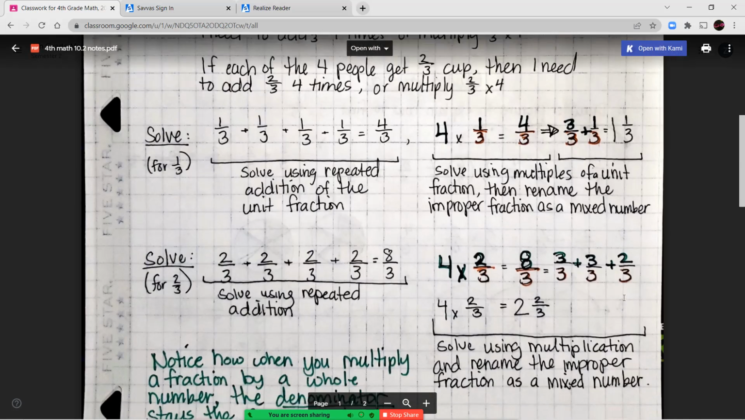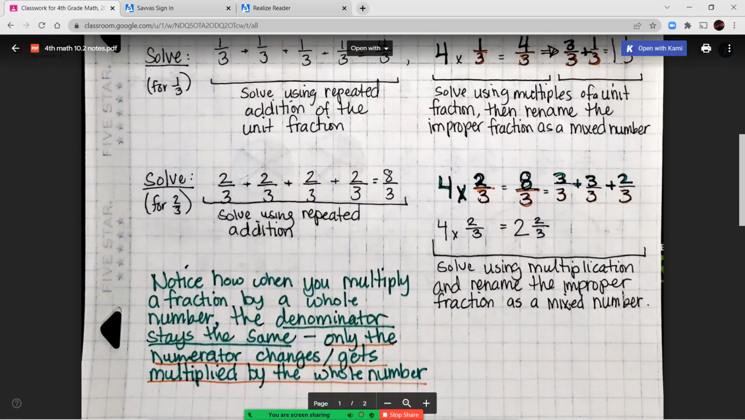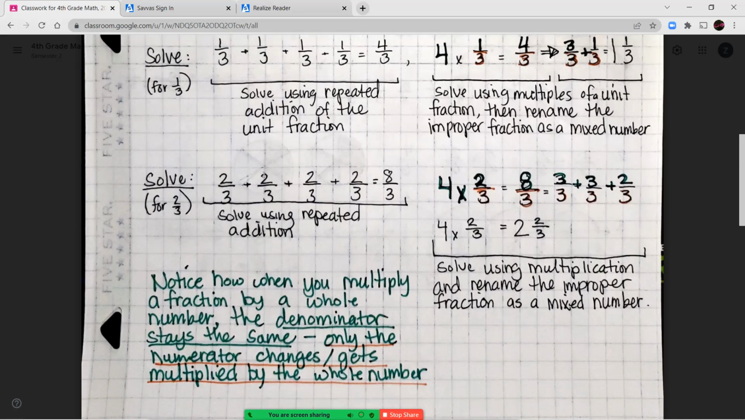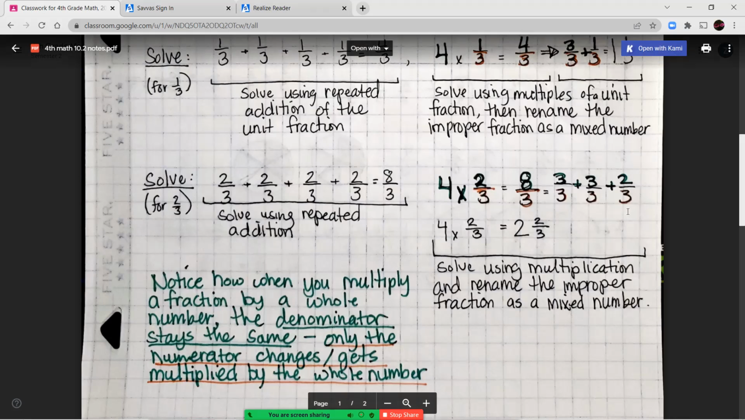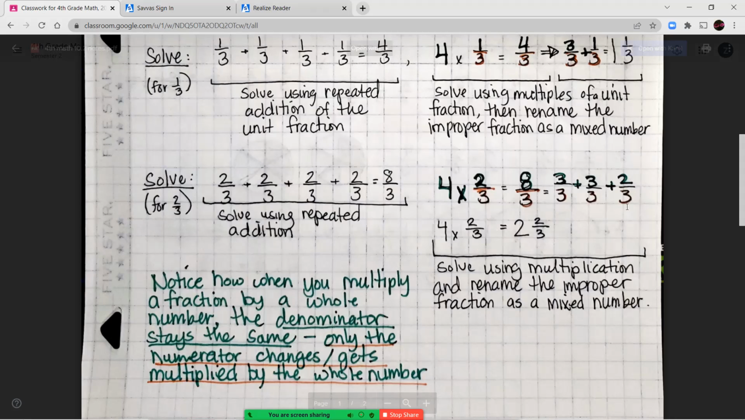Now, if each of them are getting 2/3, I'm going to use repeated addition again, and I'm going to add 2/3 4 times for the 4 people. So 2, 4, 6, 8/3 is going to be my answer here. Or I could multiply and I could do 4 times 2/3, which equals 8/3. 8/3 is the same thing as saying 3/3 plus 3/3 plus another 2/3, because 3 goes into 8 2 times with 2 left over. So that tells me that 4 times 2/3 is equal to 2 2/3.